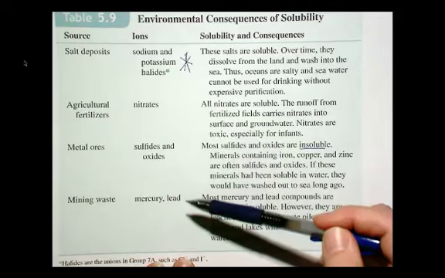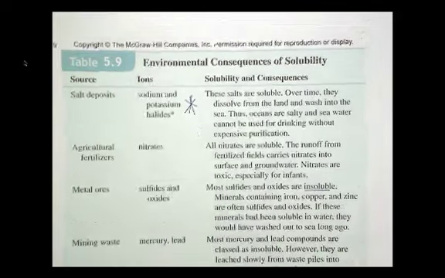So you can see here there are environmental consequences of the fact that salts are soluble in water.